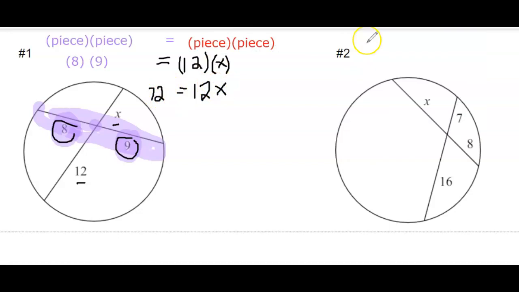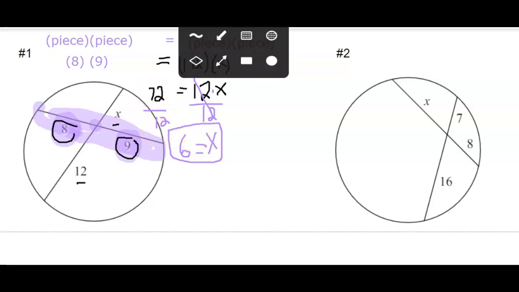Remember how to solve in algebra? You have to solve for x. The x is being multiplied, so you're going to divide. Divide by 12. 12x divided by 12 is just x. So divide on the other side by 12. What is 72 divided by 12? Good, you should have gotten 6. 72 divided by 12 is 6.